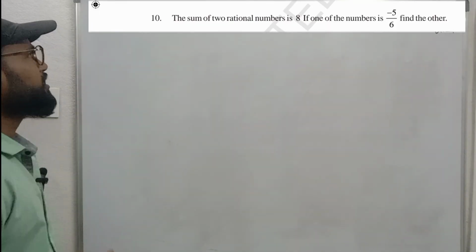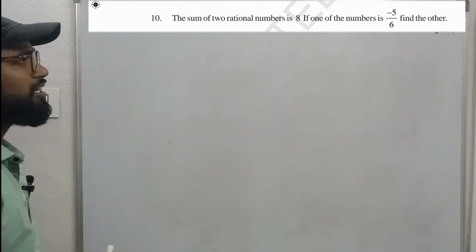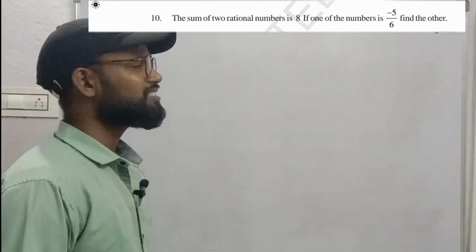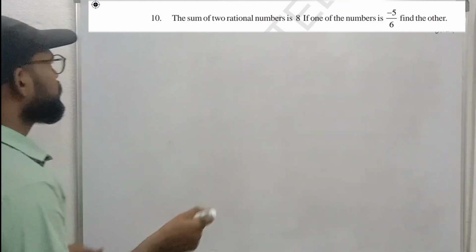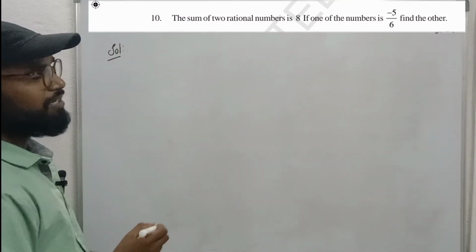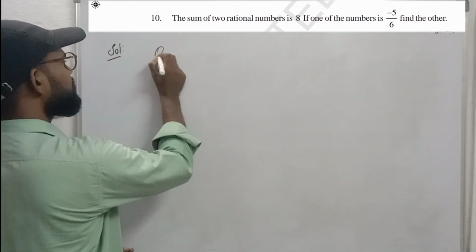What is the 10th question here? The sum of two rational numbers is 8. If one is minus 5 by 6, find the other. So here, the solution. Already one rational number is given. What is the one rational number?